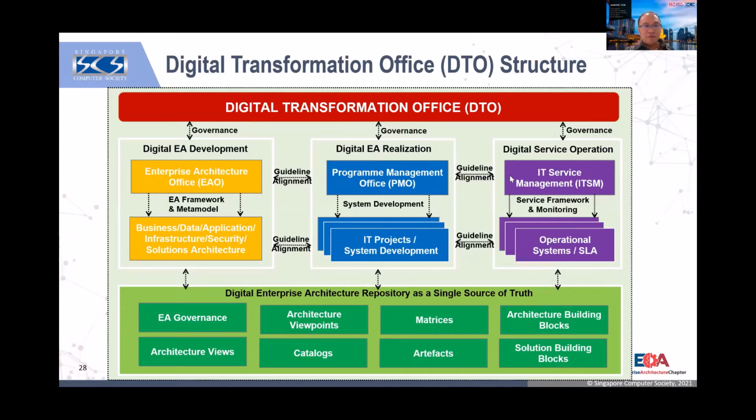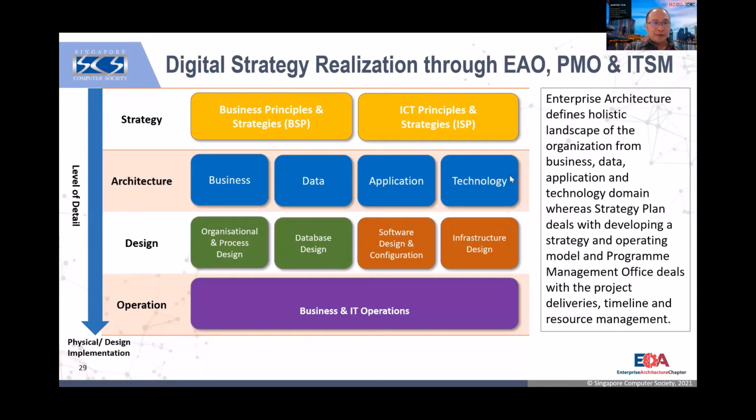But actually, the flow is that architecture needs to be done first, and all the gaps and requirements that need to be done, we let the PMO execute into the IT project. Then after that, hand over into the support. So if we break it down in detail, in a typical organization, we have the strategy. So we have the BSP, we have the ISP. Then we also have the architecture in terms of the domains: business, data, application, and technology. Then after that, we have the design and the operation, right?